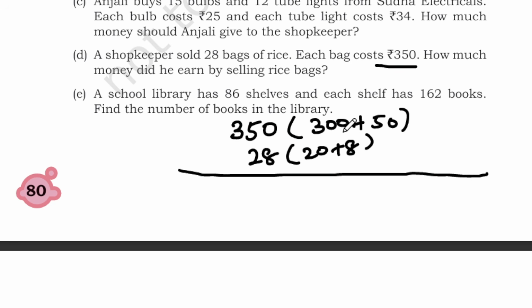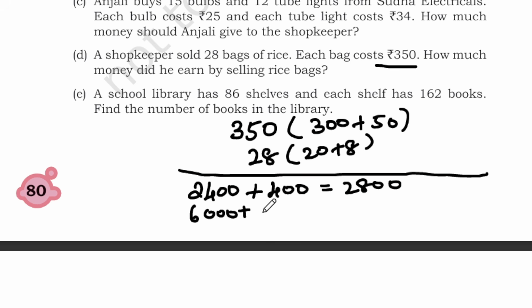So first I'm going to multiply 50 into 20, which is 1000, plus 50 into 8, which is 400, so 1400. Next 300 into 8, and 300 into 20 we will do. First we will do 6000 plus 2400.